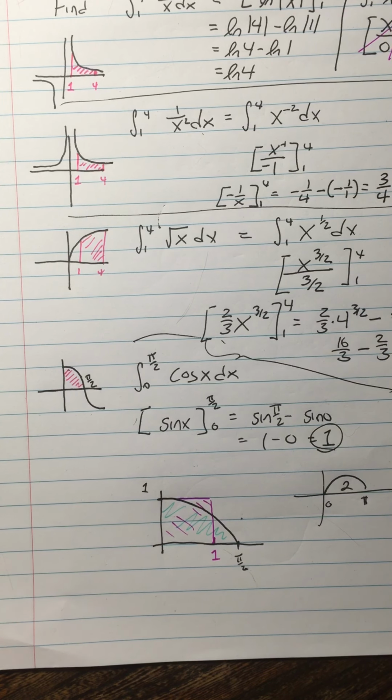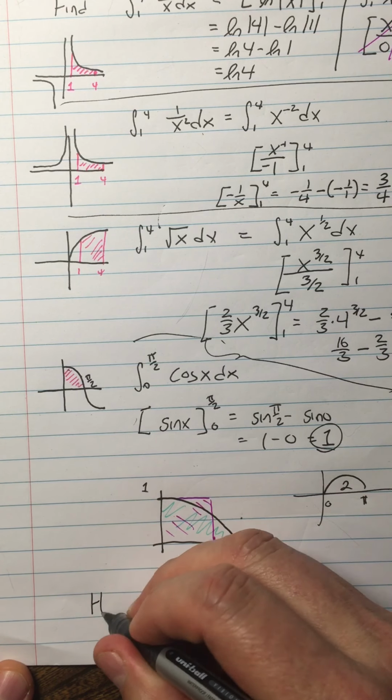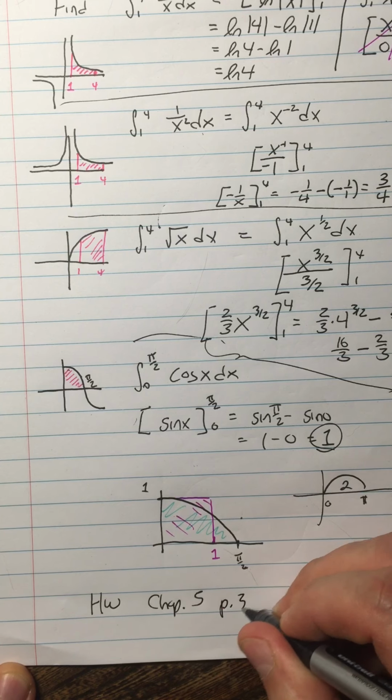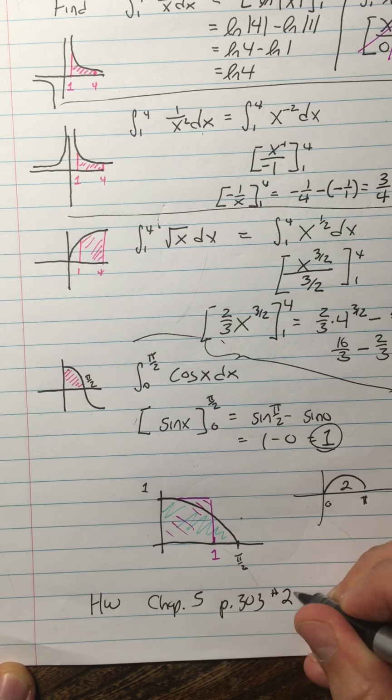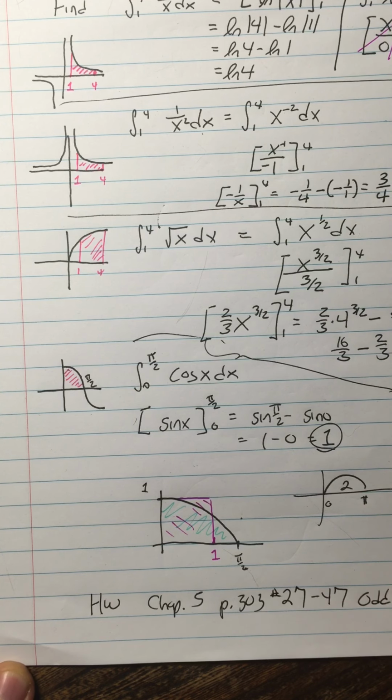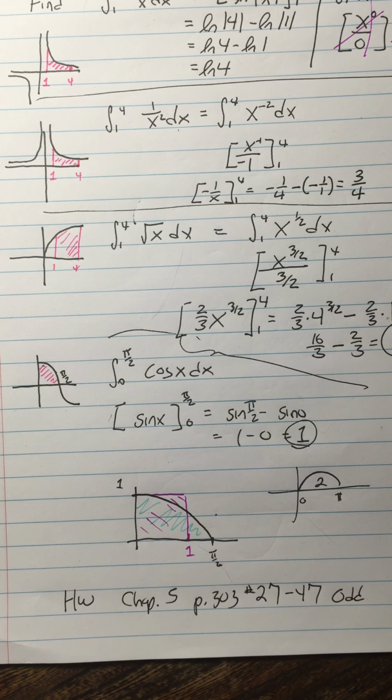All right. What we're going to do next is start looking at your homework. I'm going to let you know that our homework on this is going to be in your book, Chapter 5, page 303, number 27 through 47, the odds. Okay? I'm going to go through and do a couple of even ones just for more demonstrations. If you want, you can just launch right into this and then watch the next video if you feel it's necessary.